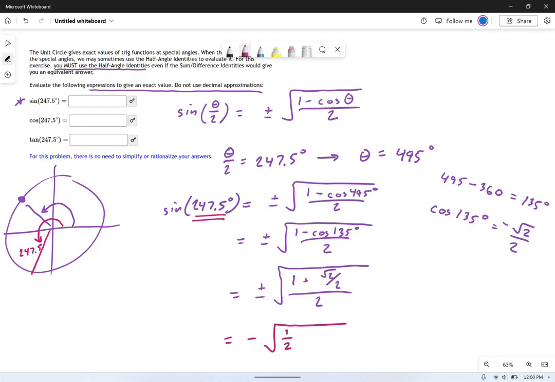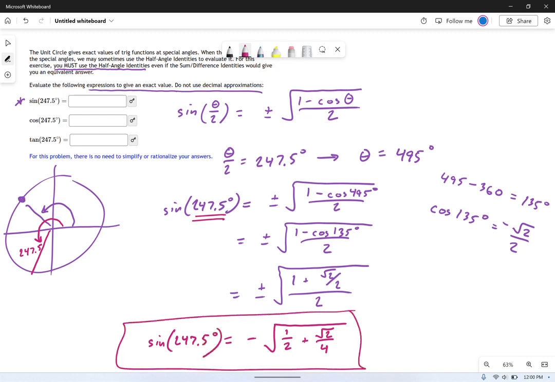And if I wanted to simplify that, I'm going to say 1/2 plus radical 2 over 4, although the homework problem should accept any answer that's unsimplified as long as it is an exact answer. Okay, so this would be my answer for that first one.